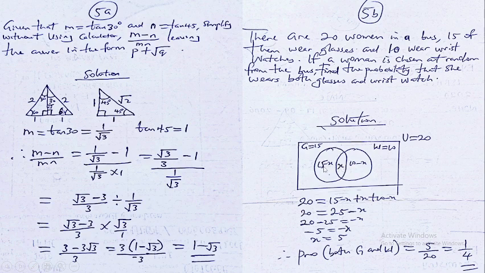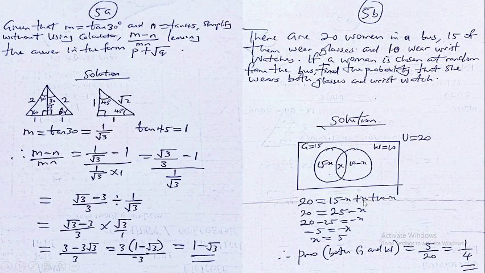Then how can we find glasses only? That will be 15 minus the intersection between them. And how can you find the wristwatches only? That will be 10 minus X. Then the union of these two sets should give us 20. So we have 20 equals 15 minus x plus x plus 10 minus x.